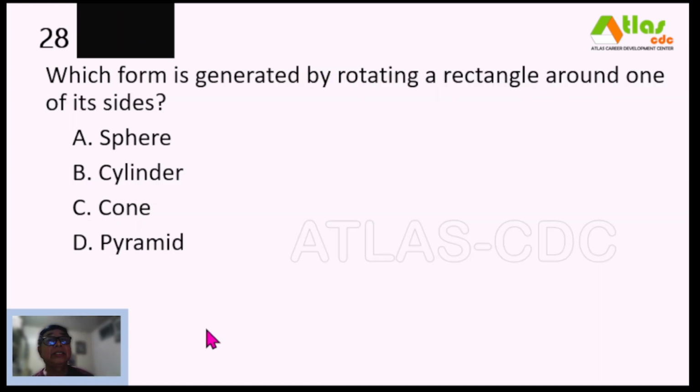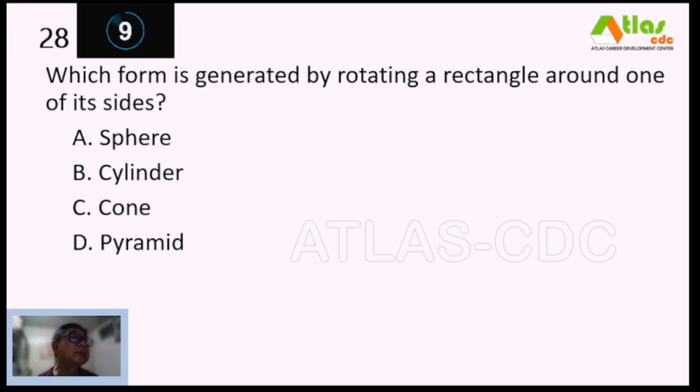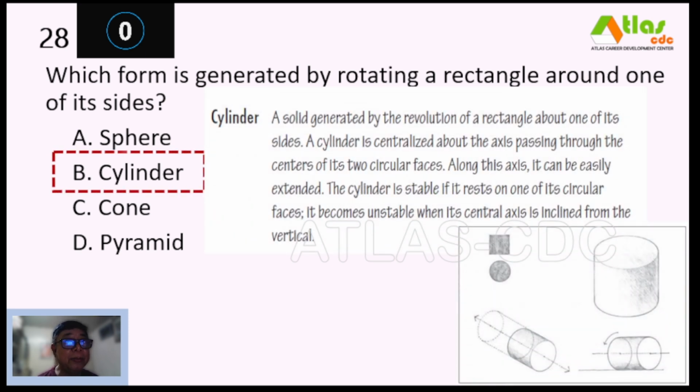Okay, so 28, which form is generated by rotating a rectangle around one of its sides? A. Sphere, B. Cylinder, C. Cone, and D. Pyramid. And our correct answer is letter B, cylinder.